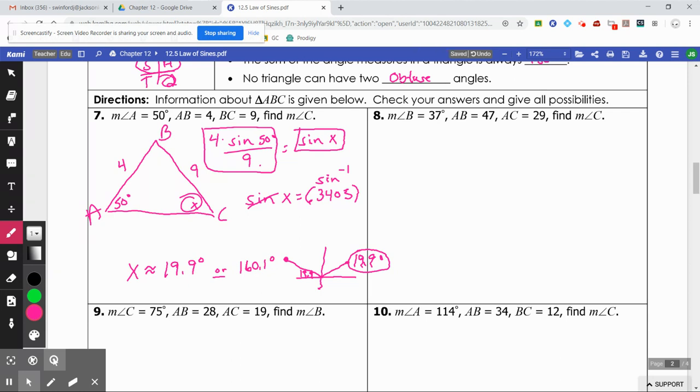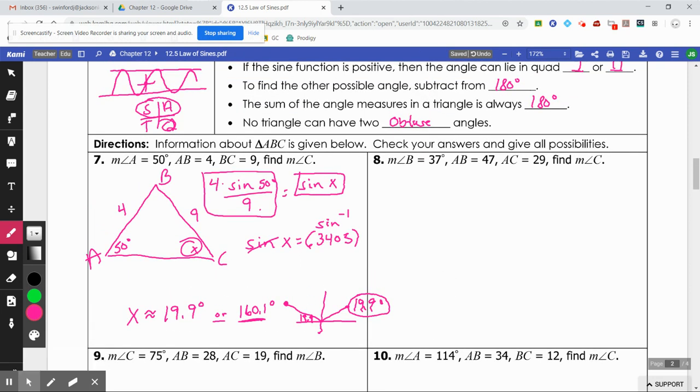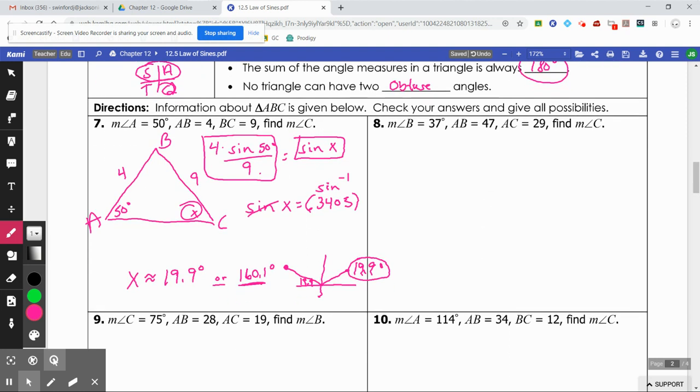But let's look and see, are they both possible? I know that x could be 19.9, but is there any way that we can have a 160.1 degree answer? And that's the reason we put this right here, that the sum of the angle measures in a triangle is always 180. Well, if this is 50 and this is 160.1 here, that's already well over 180. We can throw that answer out. So we do only have one answer to this triangle. The next problem, start out doing the exact same thing. We're going to draw triangle ABC here.